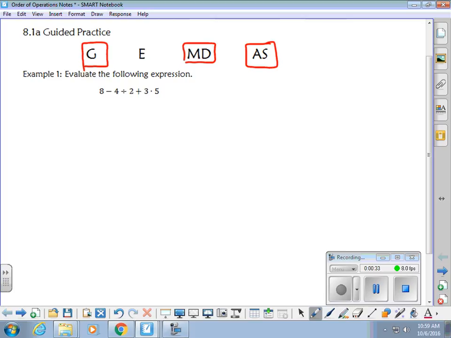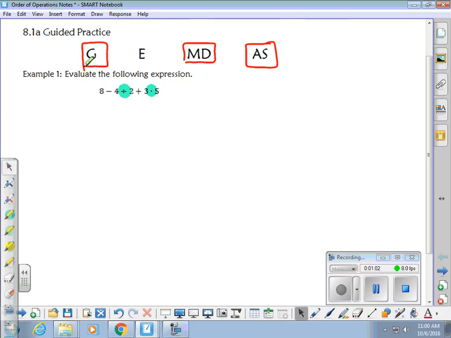Example 1. Evaluate the following expression. 8 minus 4 divided by 2 plus 3 times 5. So I'm looking for grouping symbols. I do not see any. So I go to the next, exponents. I do not see any. So now I'm at multiplication and division. I'm ready to do these because I do see some of those. I have division here, and I have multiplication here.